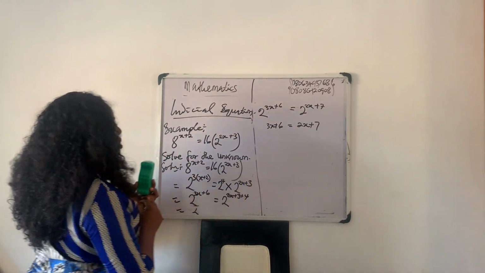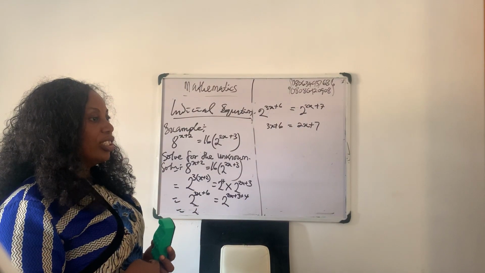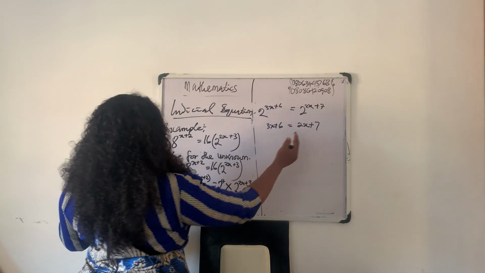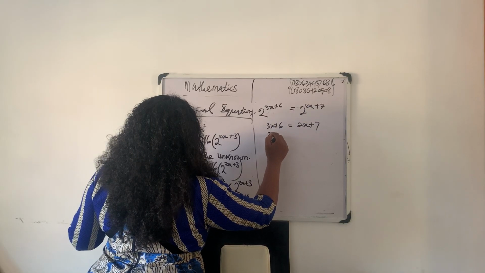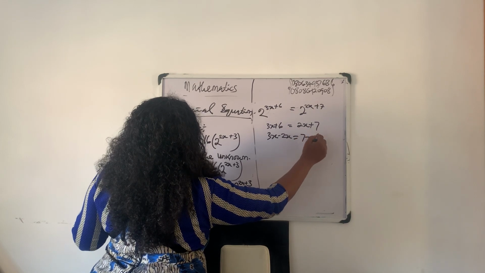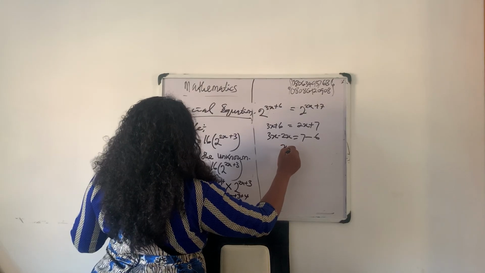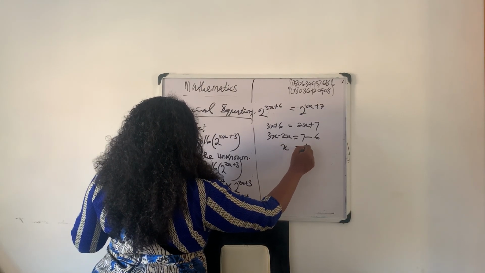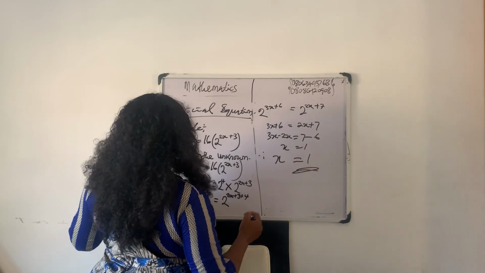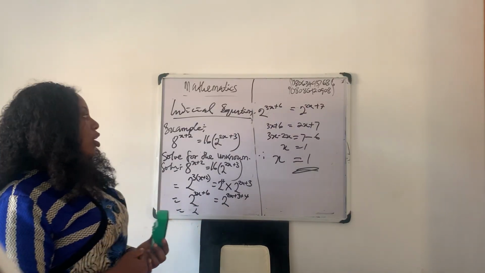Remember, you were taught that when a number crosses the sign of equality, the sign changes from negative to positive or from positive to negative. On that note, 2x crossing over becomes minus 2x. So 6 crossing over to the right hand side becomes minus 6. 3x minus 2x is x. 7 minus 6 is 1. Therefore, x equal to 1. Very interesting. We've been able to get a value for the unknown.